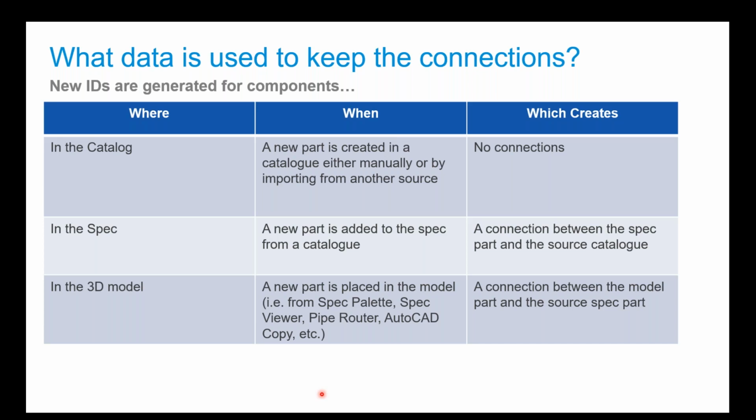So you can do it any way within the model, meaning you can take it from a spec palette, or you can even copy like an AutoCAD object, copying the part from one drawing to another drawing. Whatever you are doing here, in all these workflows, a connection will be established between the model part that you have placed in the model and the source spec part. So now that's the three-way connection that happens. Now the model is connected to the spec, and then the spec is connected to the catalog as well through the unique ID that we were referring to in the previous segments of the slide.